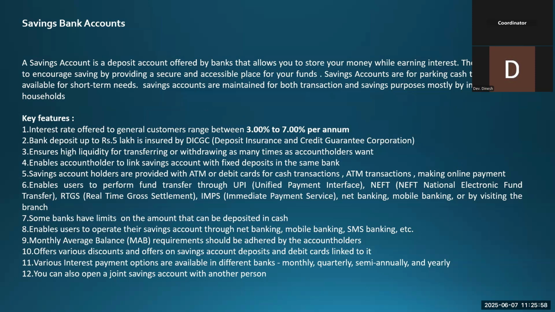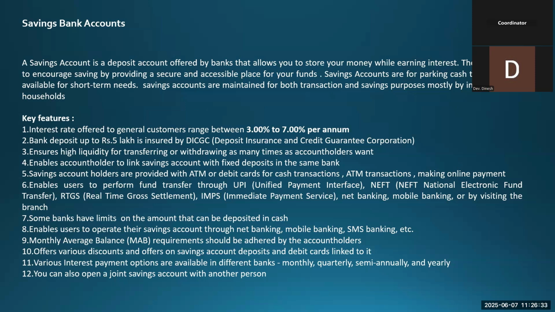It is the Deposit Insurance and Credit Guarantee Corporation, where up to 5 lakhs of a customer's deposits is protected even if the bank fails or is facing a liquidity crisis. It ensures high liquidity for transferring or withdrawing as many times as the account holder wants. It enables the account holder to link savings accounts with fixed deposits in the same bank, so customers can maintain a savings account as well as fixed deposits in the same bank.